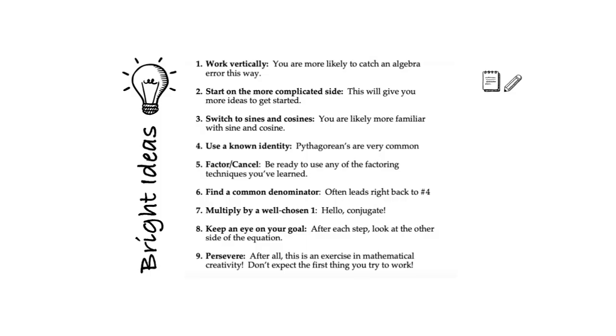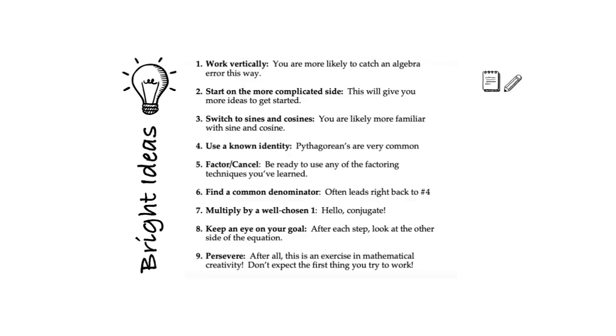Let's summarize those examples by listing a few of the bright ideas that were mentioned. Always work vertically. You're more likely to catch an algebraic error this way. It's a good idea to start on the more complicated side because it gives you more ideas to get yourself started. Sometimes it's a great idea to switch to sines and cosines, and that's primarily because you're more familiar with the properties of sine and cosine, though sometimes switching to sine and cosine actually will add some extra steps to the process, and it's never a problem to do 10 steps versus 5 steps in order to establish the identity.